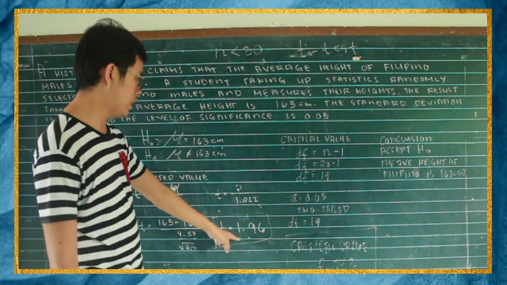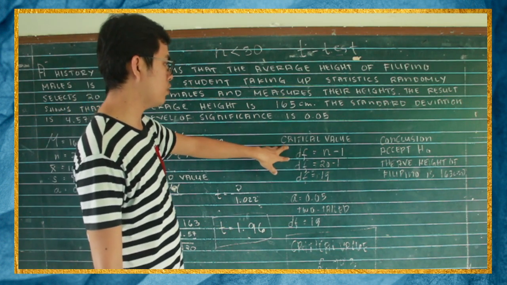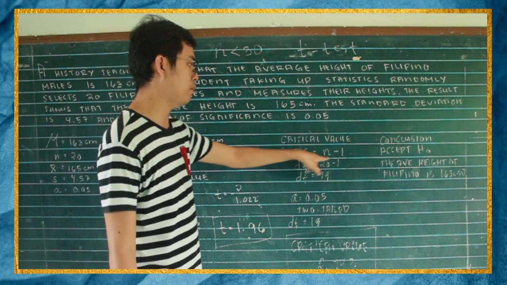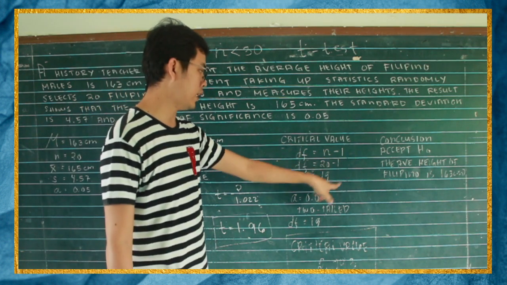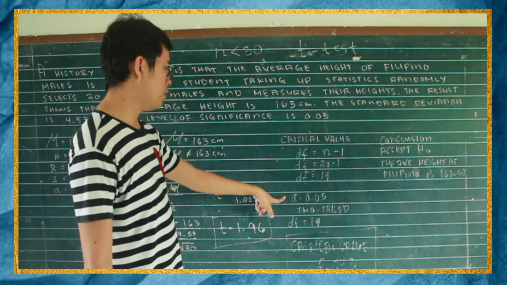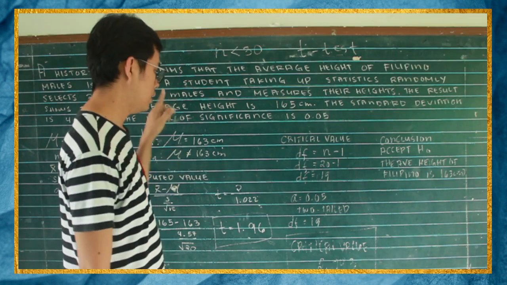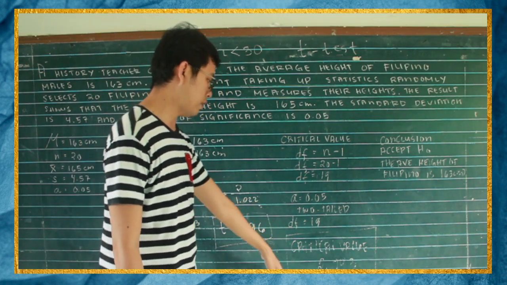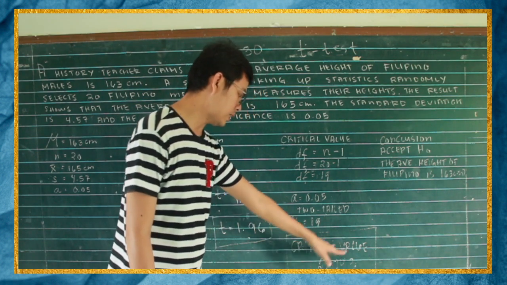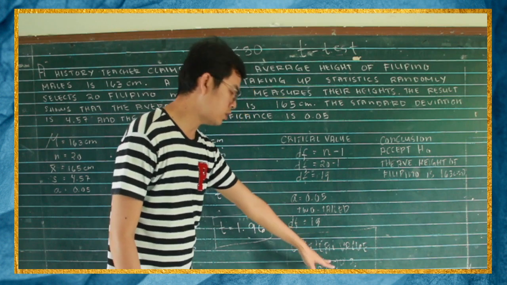So dito nakuha natin is 1.96. For the critical value, we have to consider the degrees of freedom. Paano makuha yun? That is n minus 1. So since ang n natin is 20, that is 20 minus 1, 19. So check the level of significance, 0.05, and then identify with two-tailed. Then check doon sa table natin ang critical value. So we can get a critical value which is 2.093.